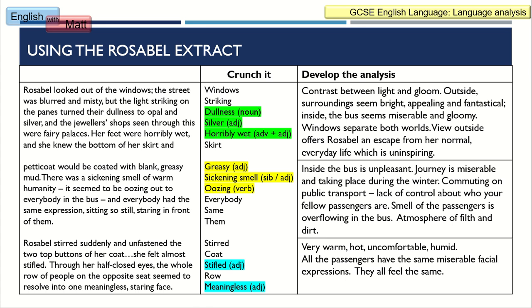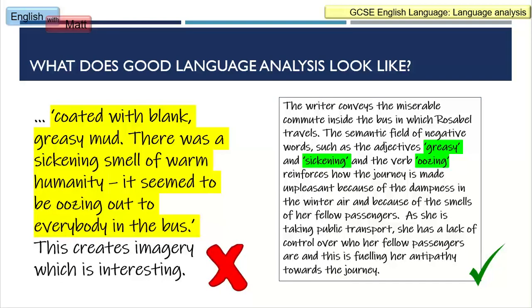So that is what the crunch activity is. It's making a judgment about what you regard to be the most important words, and then noticing if there's any patterns in those words. Are there any words that share perhaps the same semantic field, which reinforce a particular aspect or mood?